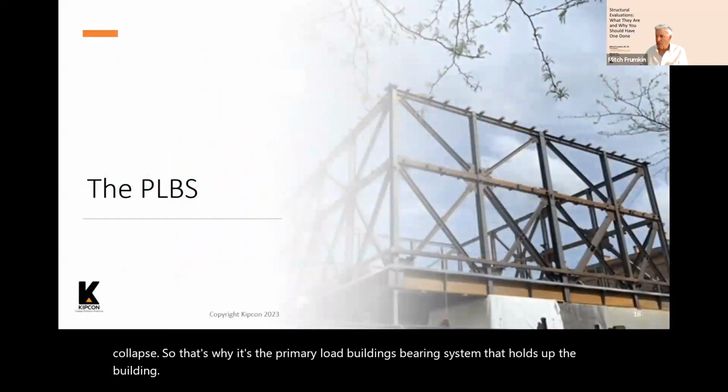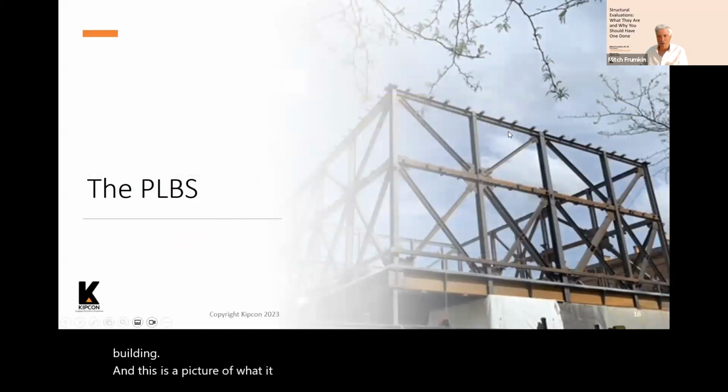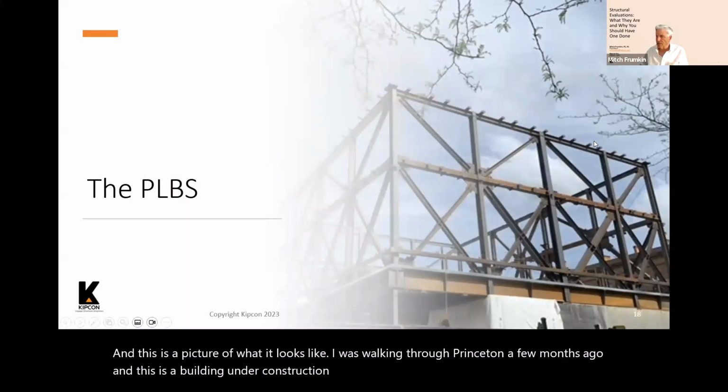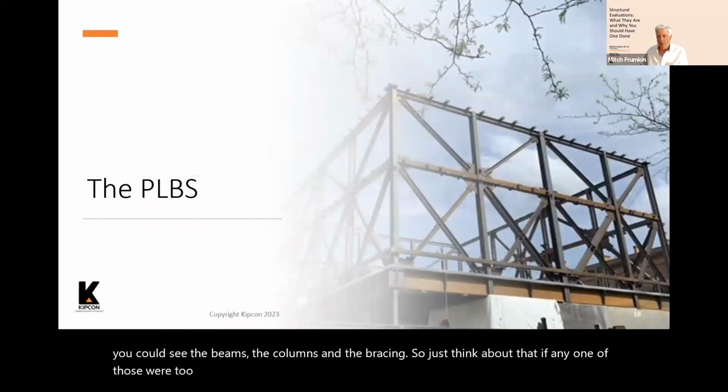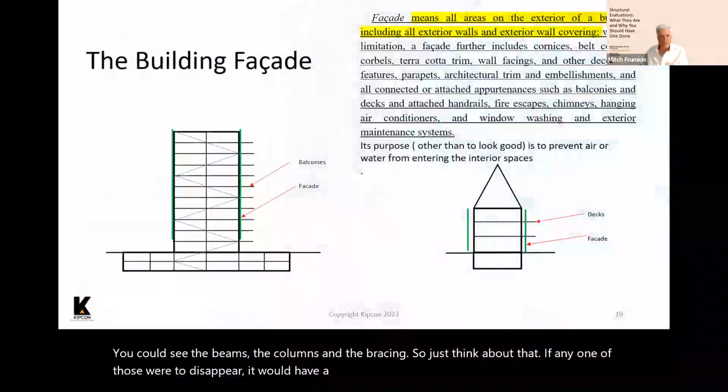And this is a picture of what it looks like. I was walking through Princeton a few months ago, and this is a building under construction. This is a structural steel building. You can see the beams, the columns, and the bracing. So just think about that. If any one of those were to disappear, it would have a significant impact on the safety of the building.